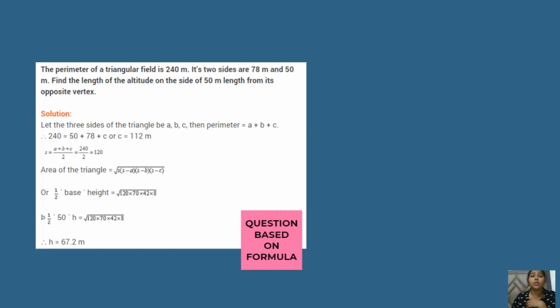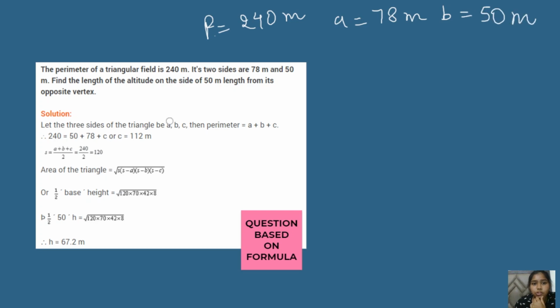So here, look at some questions about Heron's formula. Let me solve some questions for you so you can have a better understanding, right? So first, the perimeter of a triangular field is 240 meters. Two sides are given. Let one side be A, let another side be B. Find the length of the altitude on the side of 50-meter length from its opposite vertex.